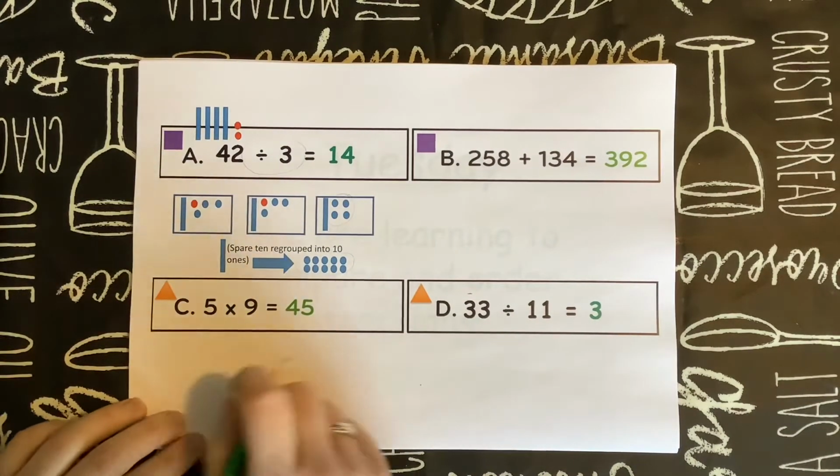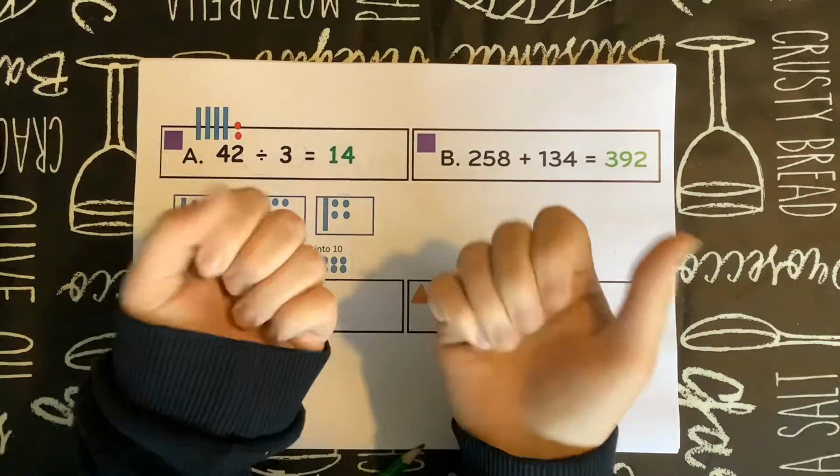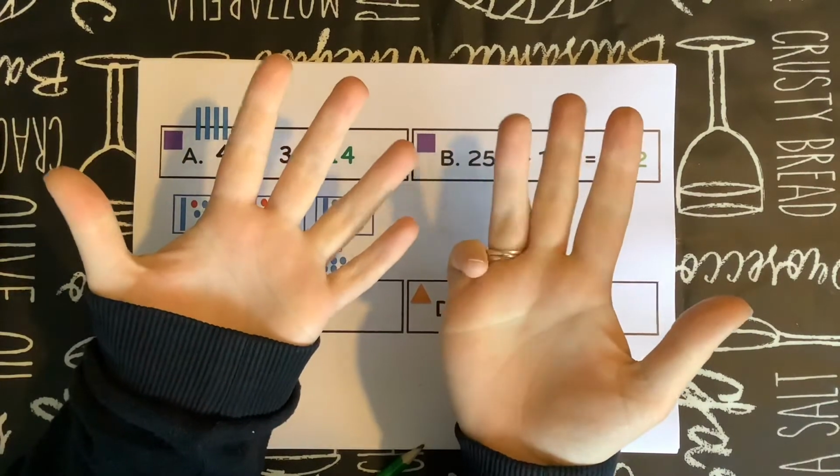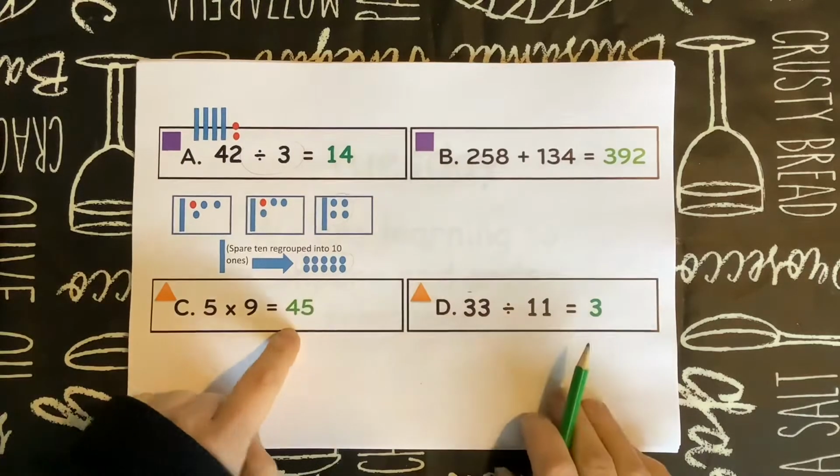Then down here we've got our 5 times table, so if you skip count until you get to 9, 5, 10, 15, 20, 25, 30, 35, 40, 45, you knew the answer was 45.